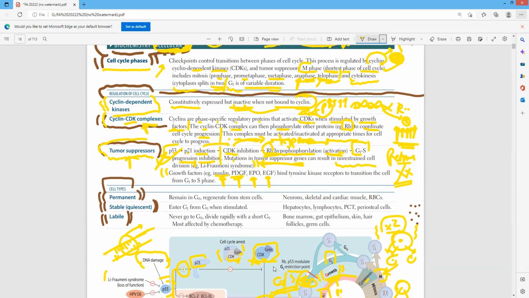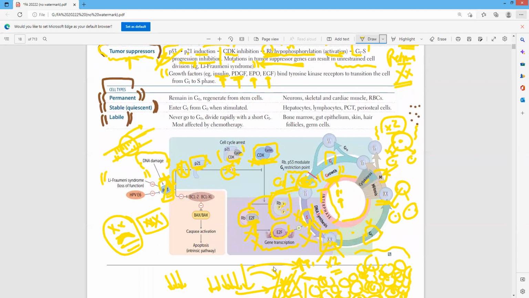Okay, here Li-Fraumeni syndrome, loss of function of P53. So when P53 is lost, you cannot induce p21, so you cannot inhibit cyclin-dependent kinases. So cyclin-dependent kinases will do what? Will hyperphosphorylate retinoblastoma, and it will be inactive.